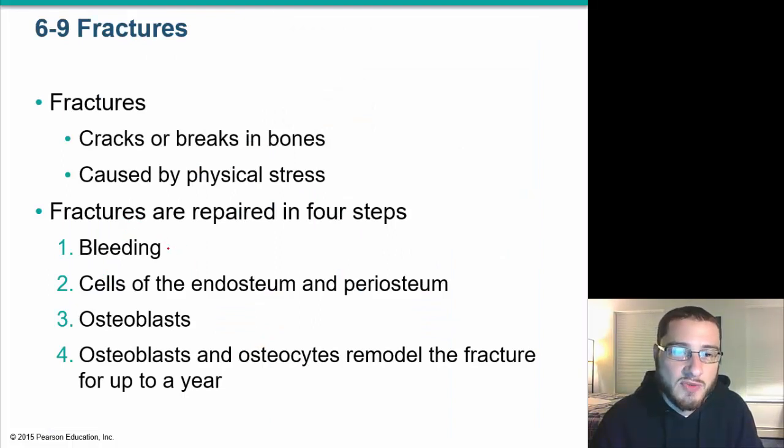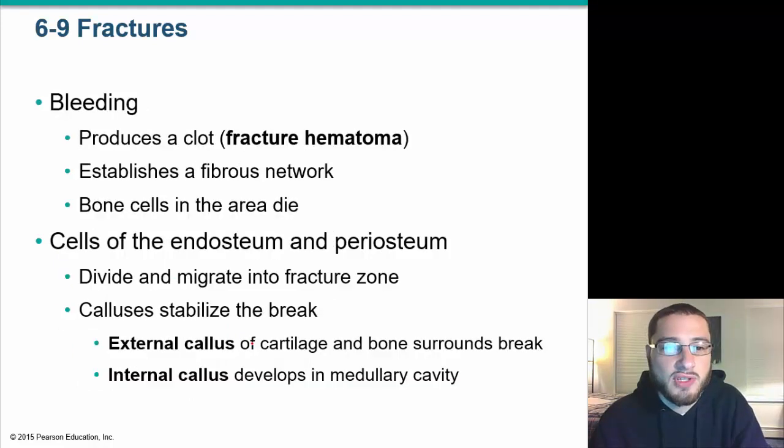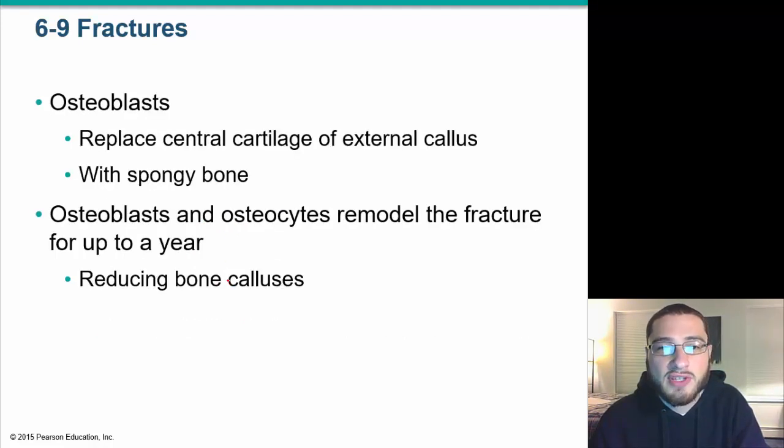Fractures: cracks or breaks in the bones caused by physical stress. Fractures are repaired in 4 steps. First, there's going to be bleeding. Remember that the bones are very vascular, unlike cartilage. Bleeding produces a clot. Cells of the endosteum and the periosteum divide and migrate into the fracture zone, and osteoblasts replace the central cartilage of the external callus with spongy bone. Osteoblasts and osteocytes remodel the fracture for up to a year. So it takes a long time to repair that bone.